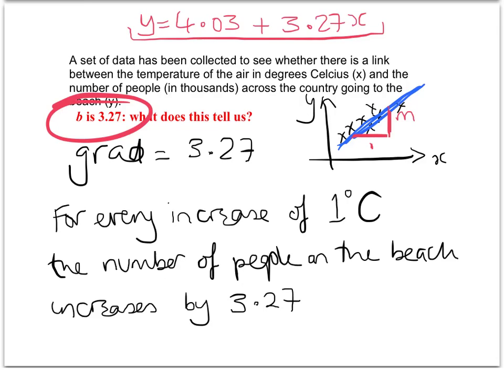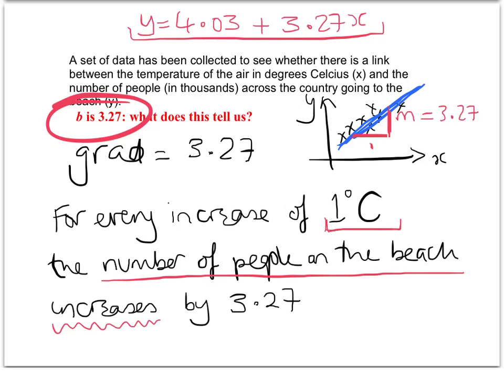So we're saying that as we increase x by 1, and x here is the temperature, so for every increase of 1 degree centigrade, notice I'm using the units there as well, the number of people on the beach, that's what the y-axis represents, increases, because the gradient of the line is positive, not negative, by 3.27, because that's the gradient.